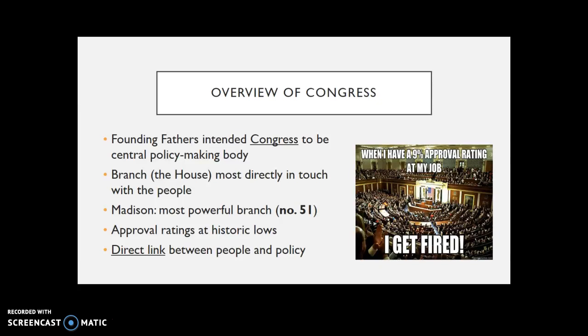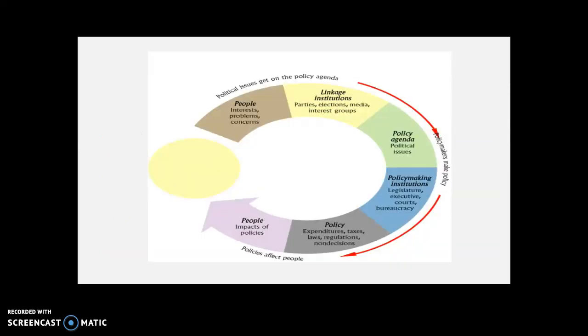So the House was supposed to be most directly in touch with the people and intended to be the most powerful branch as advocated by Madison in Federalist Paper number 51. But what is interesting is that approval ratings are at historic lows for Congress. And despite the fact that they are the direct link between people and policy, they do not tend to have excellent job approval ratings, with the exception of people's own congressperson. They tend to love their own congressperson, but they tend to hate Congress as an institution. Quite interesting and quite ironic in many respects.